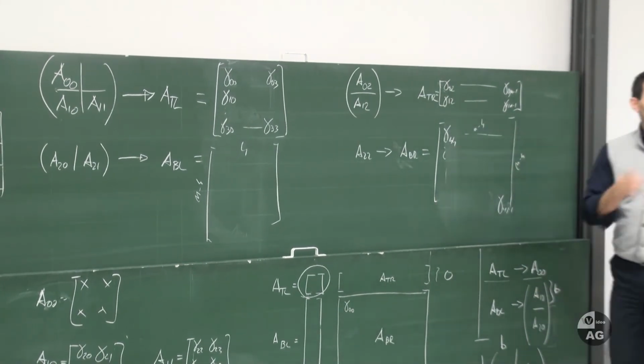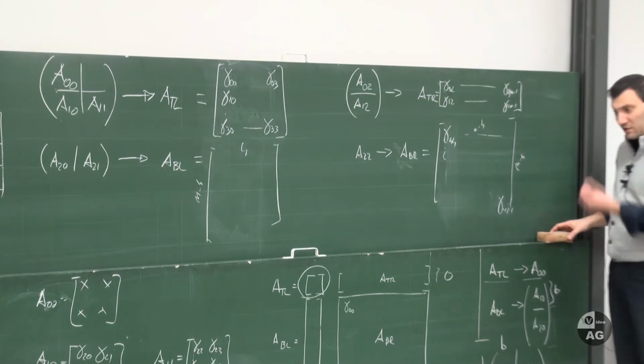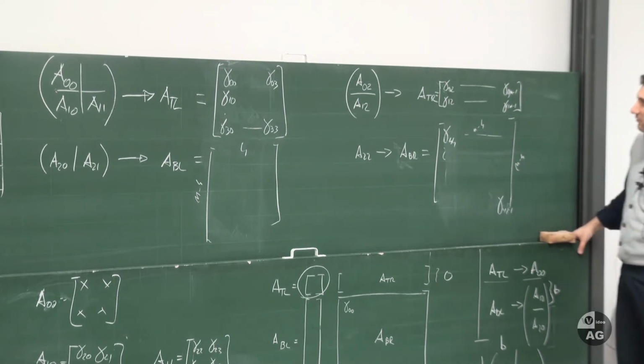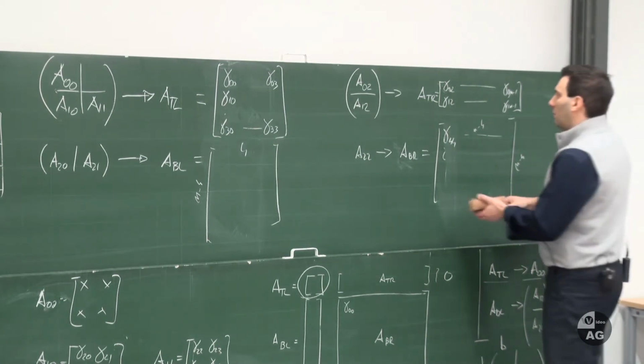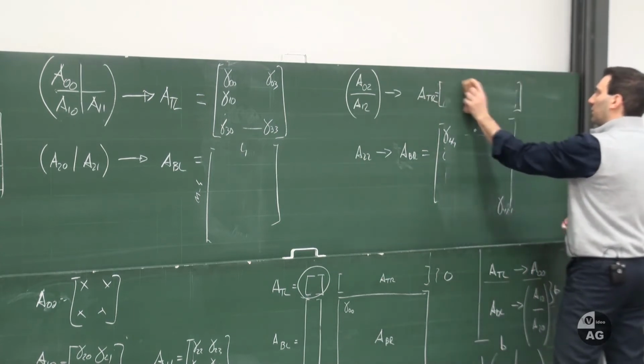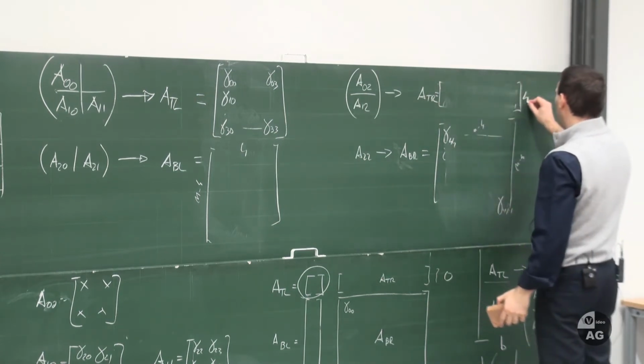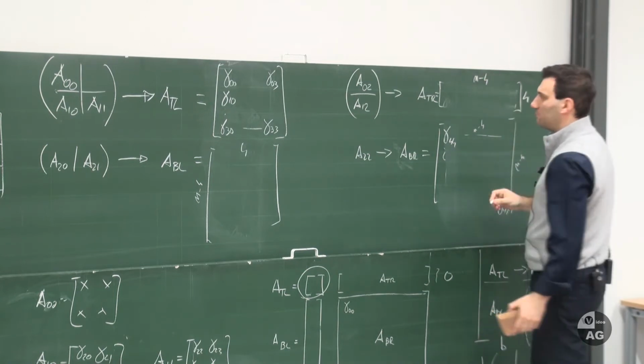Let's do just one more iteration because now things change a little bit and then we're through. Okay. This will be 4 times n minus 4.